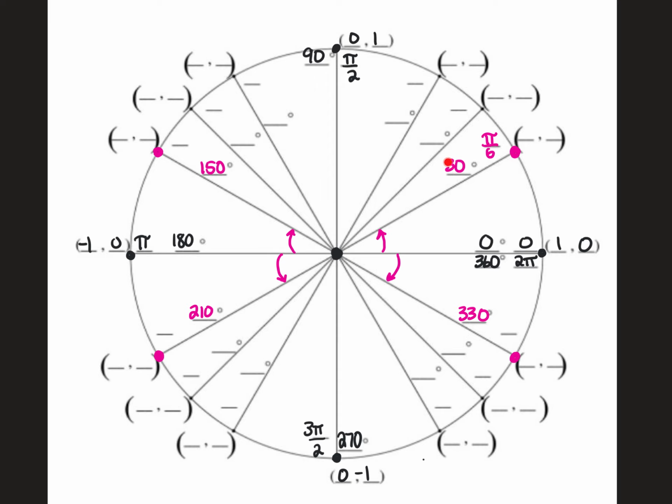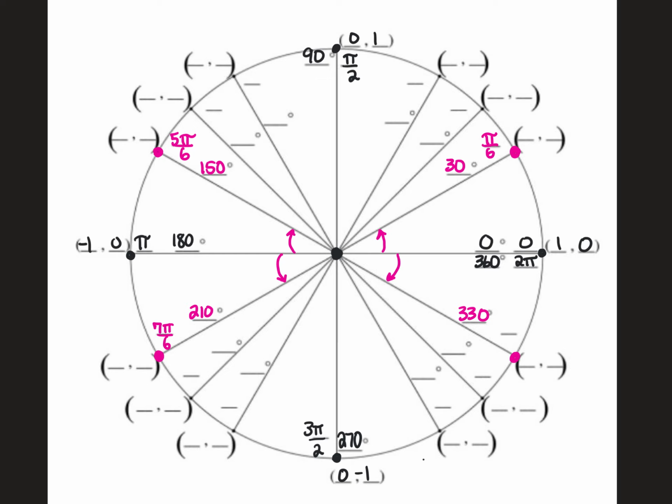I can multiply 30 times 5 to get 150. So whatever this radian measure is, I'm also going to multiply by 5. And that's just going to save you time having to then convert every angle to radian measure. So then I can do the same thing here. 30 degrees times 7 would give me 210. So pi over 6 times 7 is going to be the radian measure there.